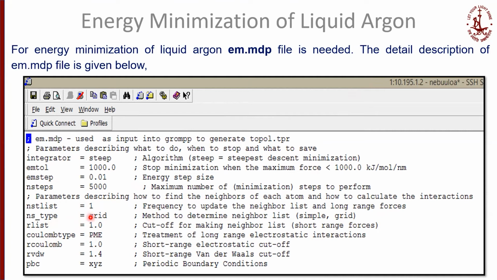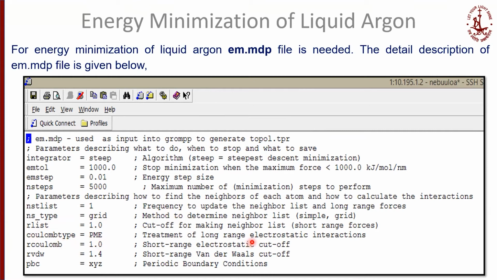R list is 1. That is the cutoff. In a 30 angstrom box length, you cannot give the cutoff as 30 angstrom. So you have to make a cutoff length for determining your neighbor list, for determining your bonded interaction, non-bonding interaction. And that distance should be less than half of the box length. It cannot be more than half of the box length.